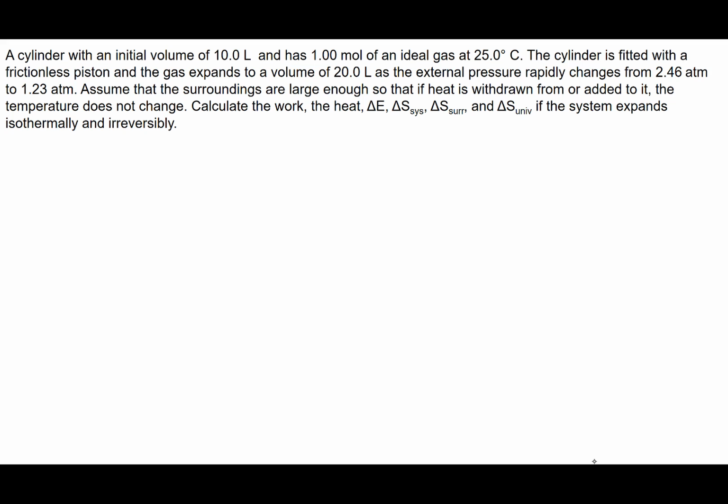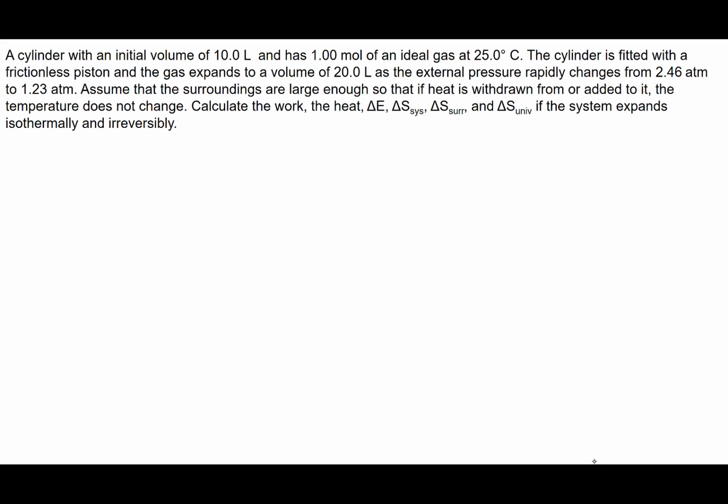So in this problem right here, we're going to work our way through a thermochemistry problem involving an ideal gas, where we're going to calculate the work, the heat, the change in internal energy, delta E, and then the entropy values: the delta S of the system, the delta S of the surroundings, and also the delta S of the universe. This is a problem specifically related to an isothermal but irreversible expansion.